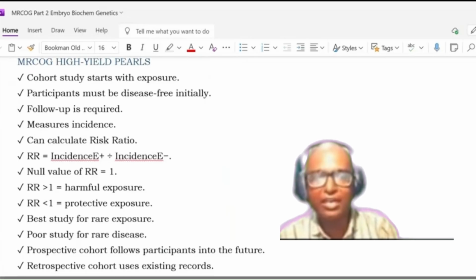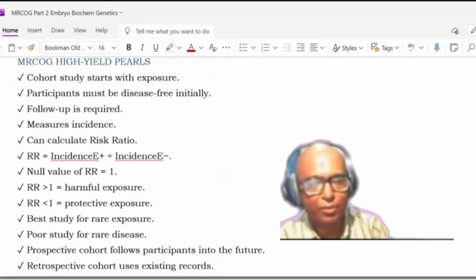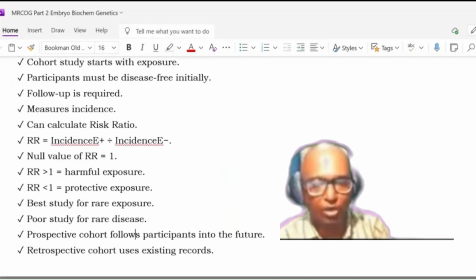Null value for RR is 1. Okay, null value for RR is 1. So RR more than 1 is a harmful exposure. RR less than 1 is a protective exposure. Best study for rare exposure is the cohort. It is a poor study for rare disease.